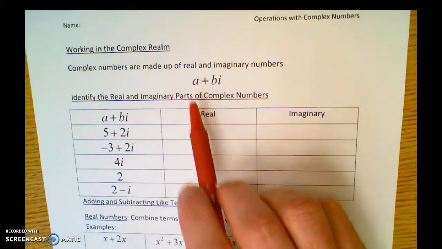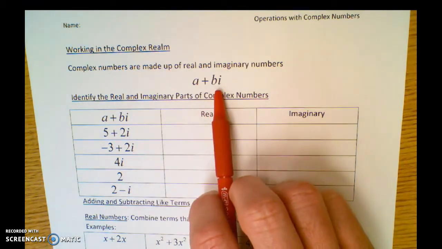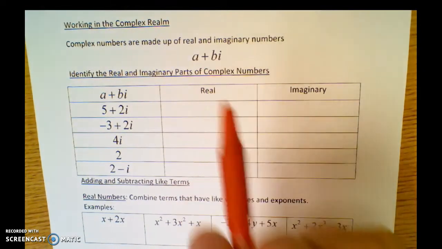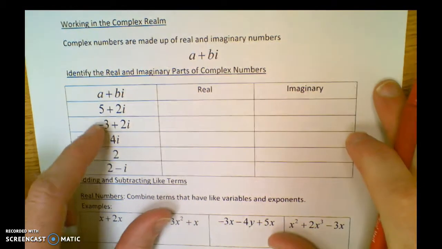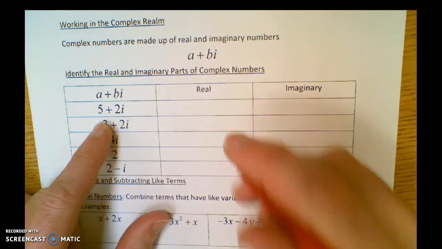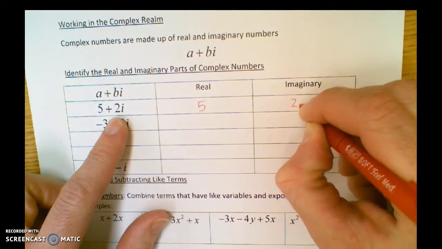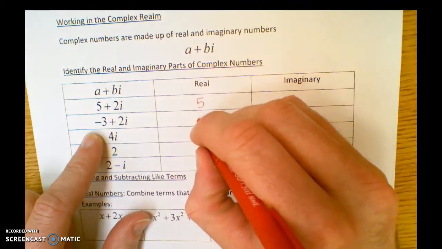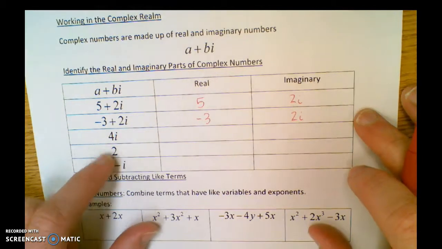So the a is your real number, and then the imaginary is the number with the b and the i attached to it. So it's important that you're able to identify what's the real part and what's the imaginary part of your numbers. So for every number, you can identify the two pieces. So in this problem, 5 is your real part, and 2i is your imaginary part. -3 is the real part, and 2i again is the imaginary part.